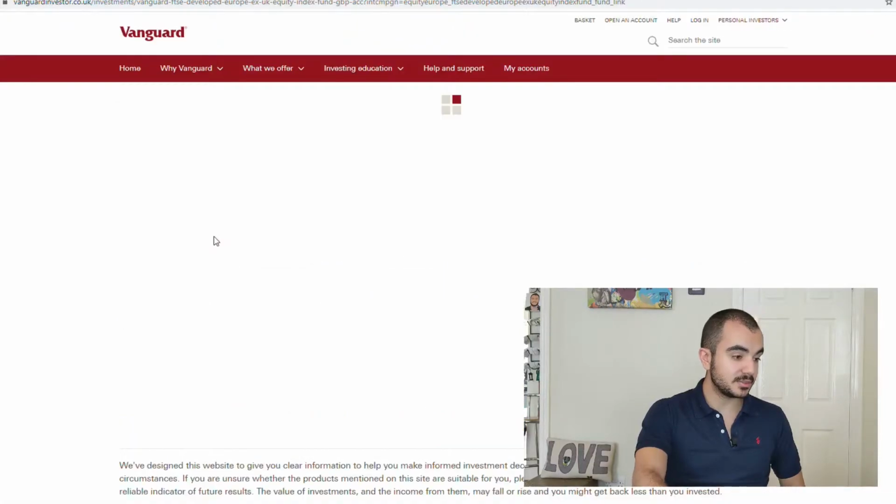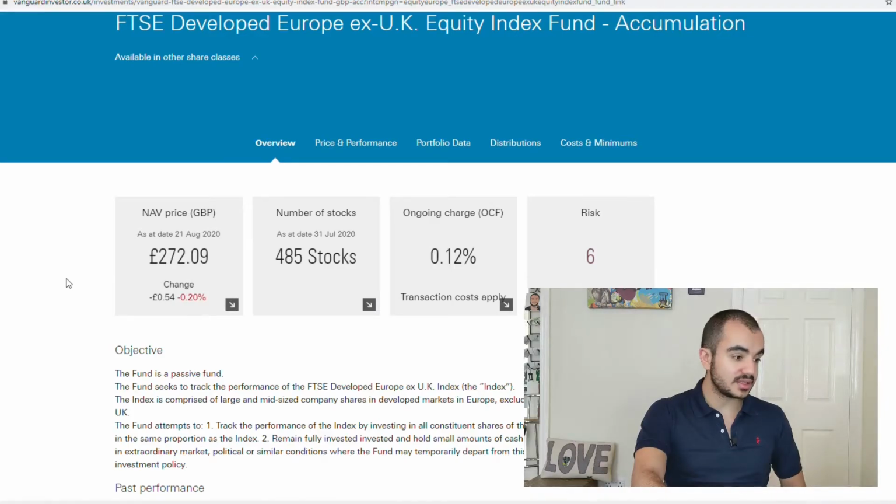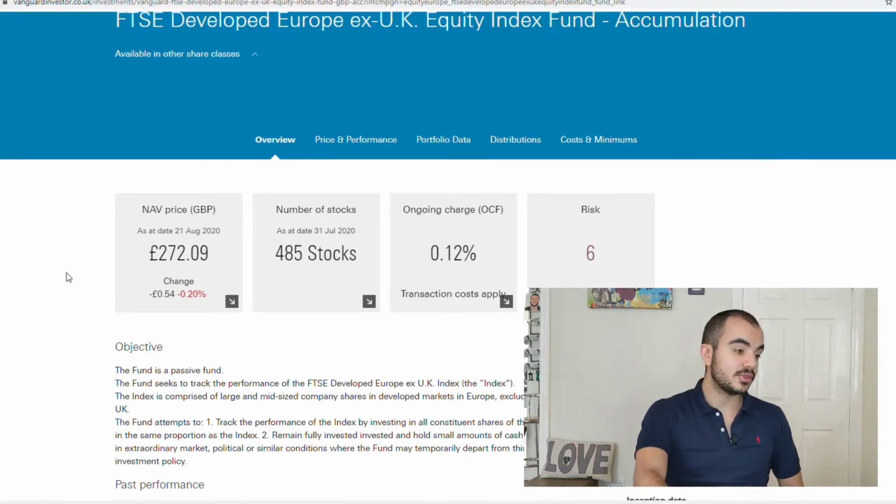I've said this before and I'll say it again, past performance does not guarantee future performance, but it is useful as a gauge. So let's go into the FTSE Index in a bit more detail. As you can see, the top four blocks here show the price that we saw on the front screen. You can see it actually changed, gone down in value by 54p, which is the same as 0.2%. It's invested in 485 stocks, which is actually quite medium for an index fund. Quite large index funds tend to be in the thousands. The ongoing charge is 0.12, and obviously 6 out of 7 for the risk value.